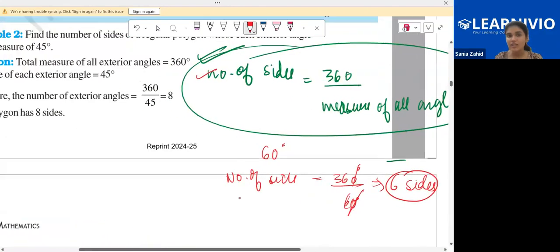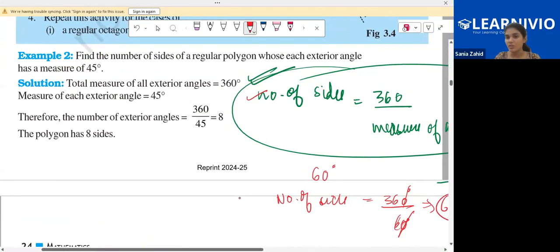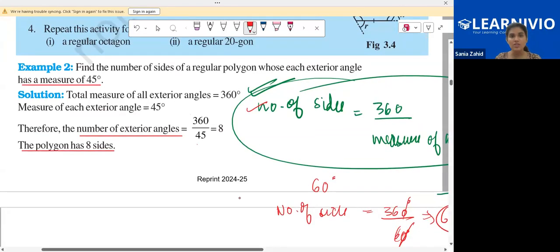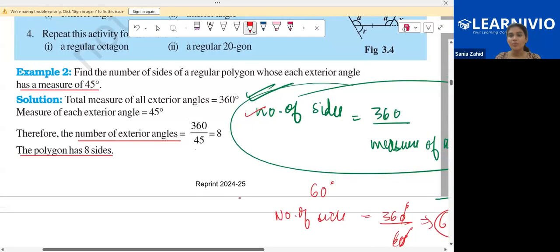Now the same question, if they are giving you, find the number of sides of a regular polygon whose each exterior angle has a measure of 45 degree. Now what will you do? Each of the exterior angle is 45 degree. So number of exterior angles is equal to how much? 360 by 45, and number of exterior angles is the number of sides. So the polygon will have 8 sides. Okay, if you want, you can copy this question. Copy it quickly.